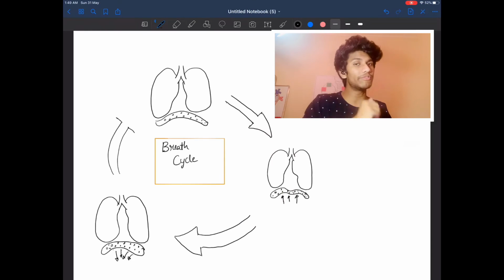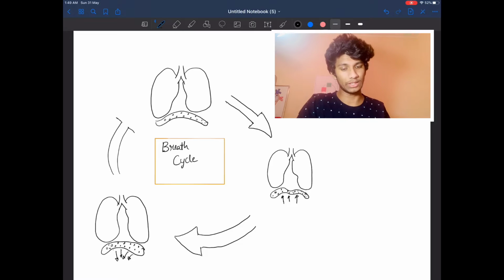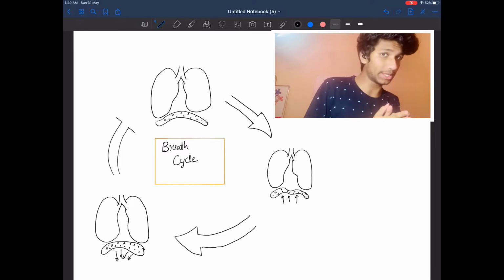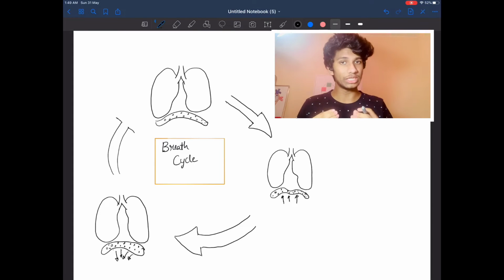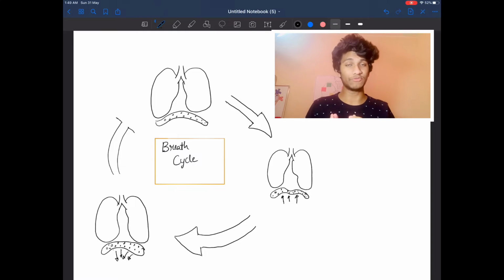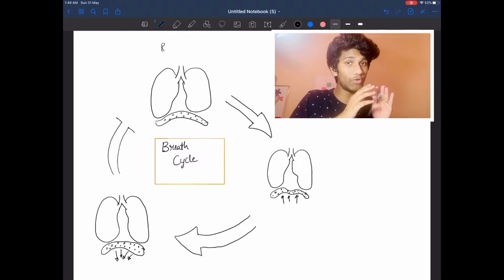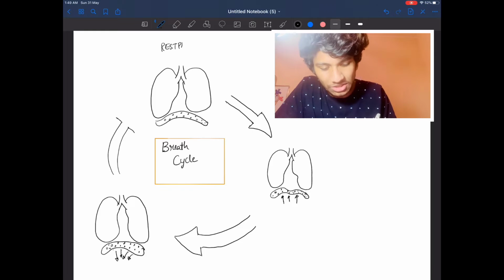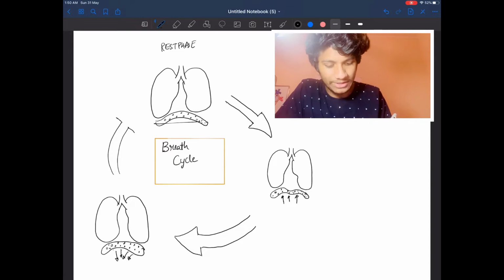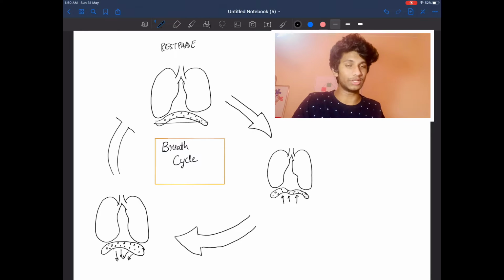And now we'll go with the breath cycle. The breath cycle is nothing but the inhalation and exhalation, which is the main part of today's video, the lung mechanics. Firstly, we'll go with the rest phase. In the rest phase, the diaphragm is in the steady state.